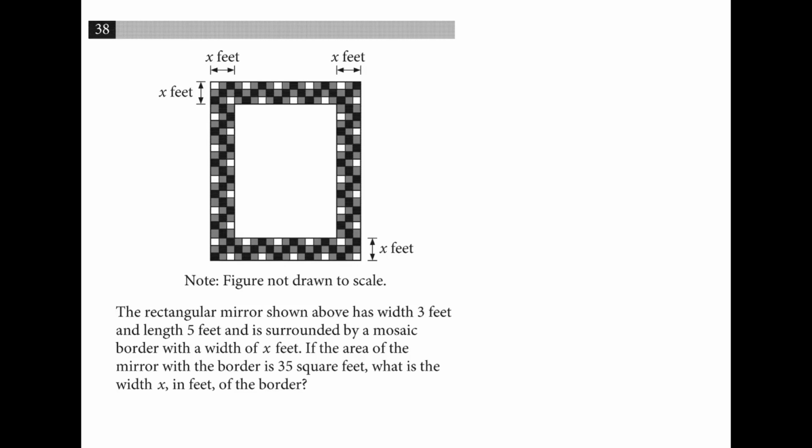So this mirror has a width of 3 feet and a length of 5 feet. So the area there would only be 15. But we're going to add to that. So this becomes 3 plus 2x, and then the length becomes 5 plus 2x.